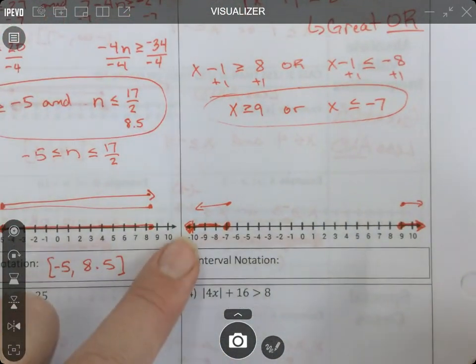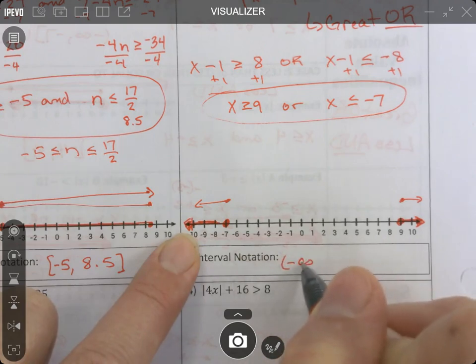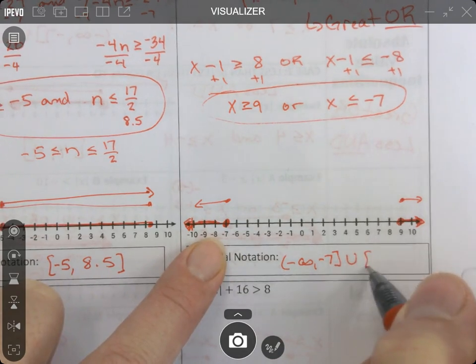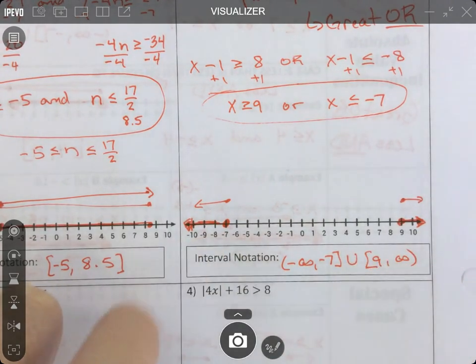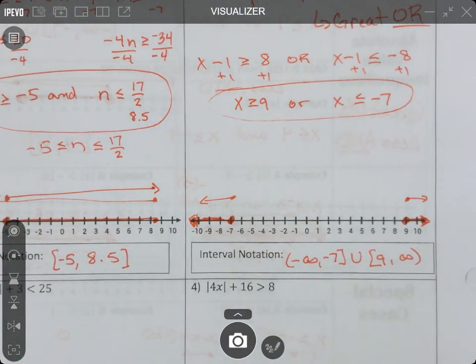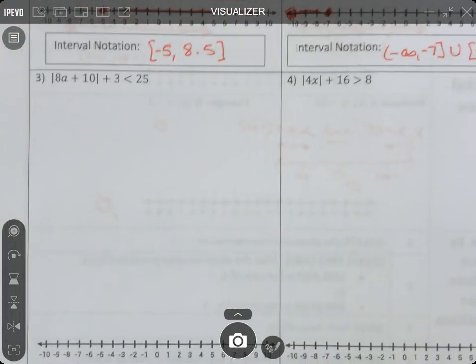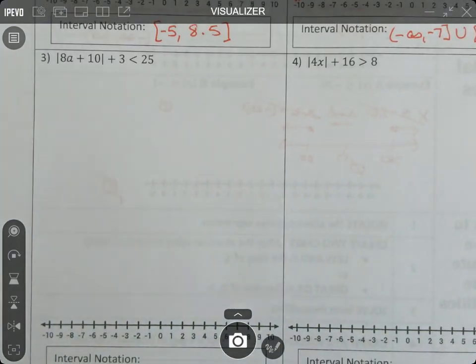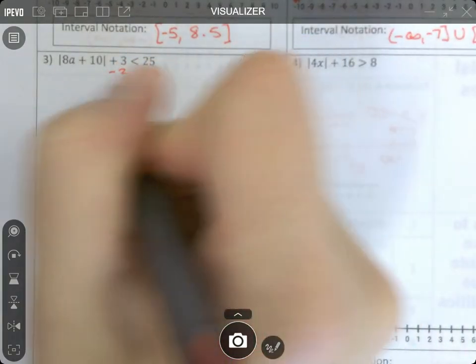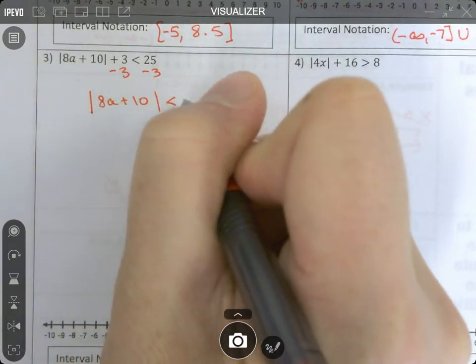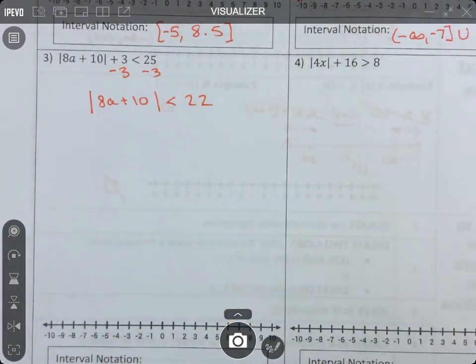Interval notation, you have two different ideas. The low interval, negative infinity to negative 7, bracket, union the high interval, 9 to infinity. Are we good there? Okay, number 3. What are you doing first? Before you can determine if it's and or, what do you need to do? Subtract the 3? Okay. So the absolute value of 8a plus 10 is less than 22?